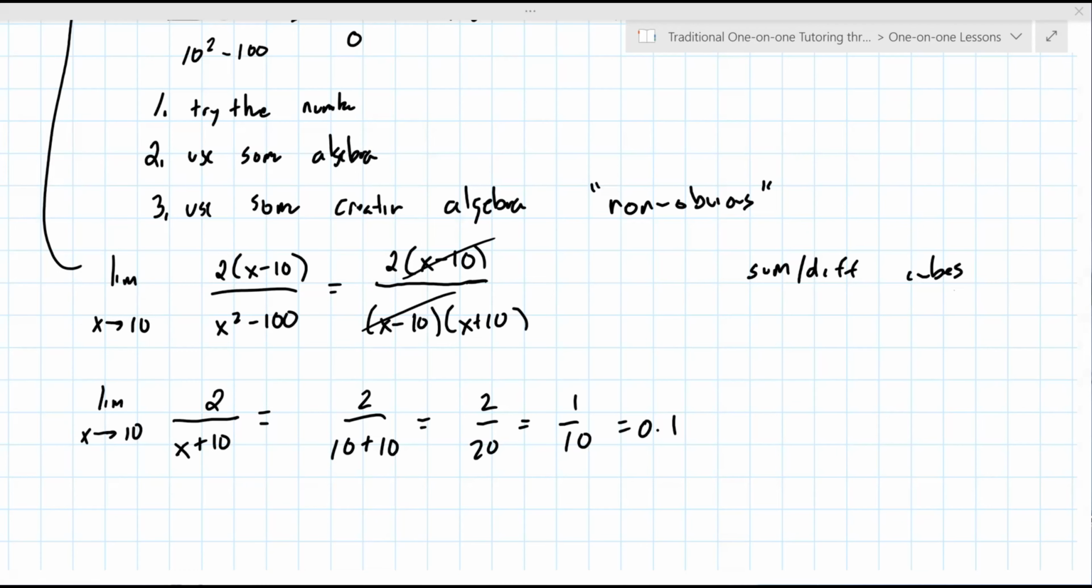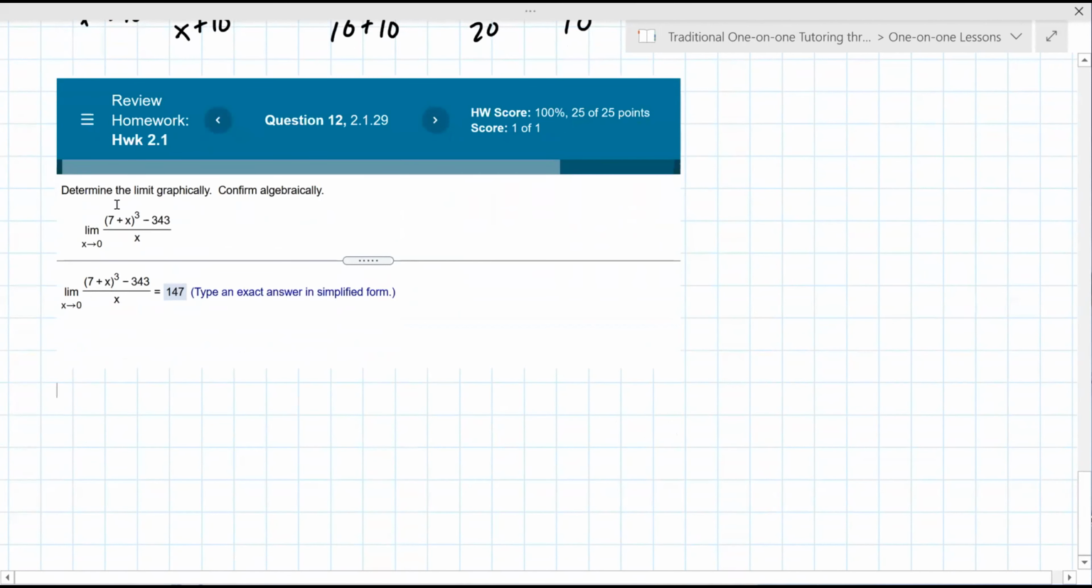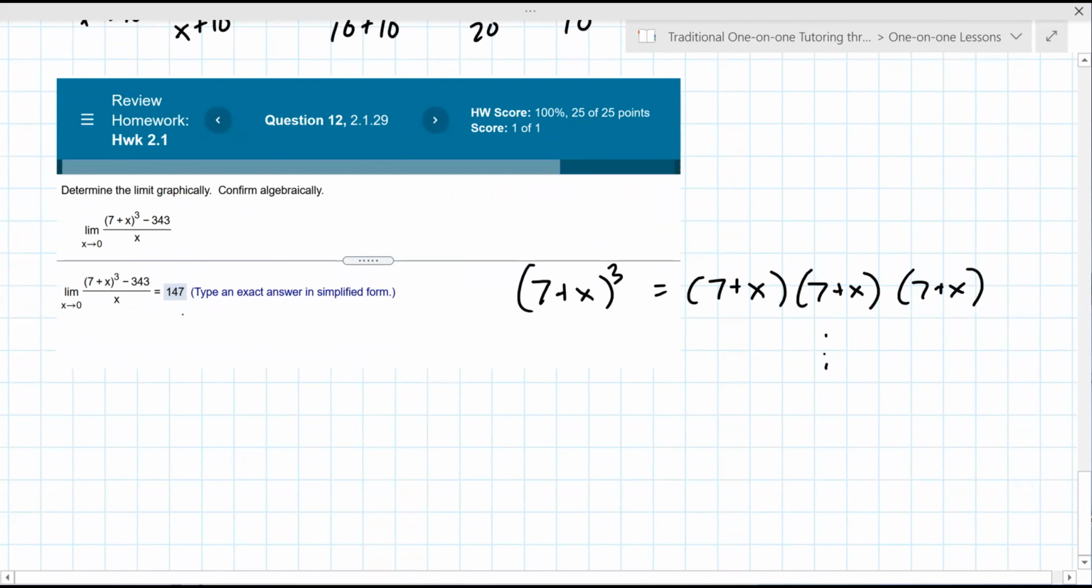And I don't know what to like. There's too many possibilities to go through in a lesson, because everything is there. Here's a sum. You have to know how to handle 7 plus x cubed and factor it out. You have to multiply the binomials, or the trinomials here, and you have to know to do that. If you're doing this on your homework, maybe you go to Wolfram or Mathway and have them do it. But you got to be able to do this on the exam.